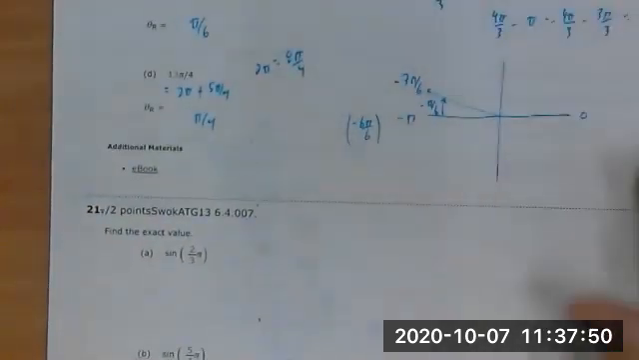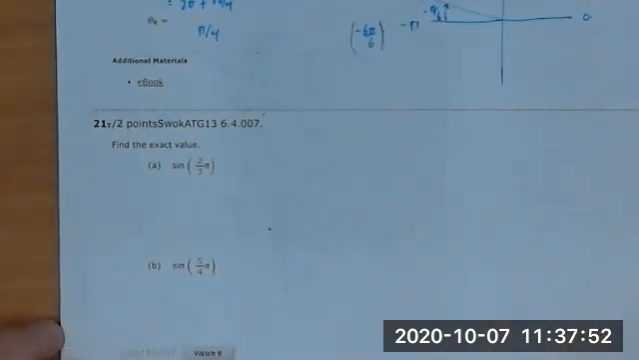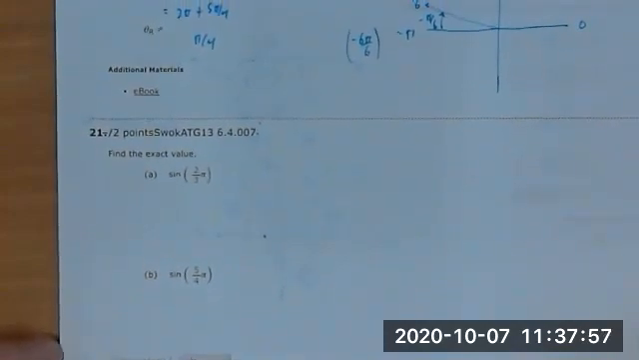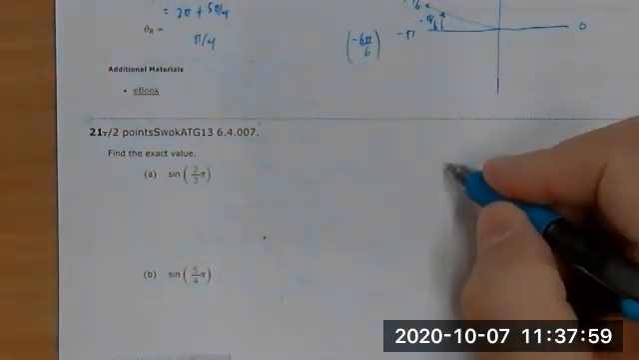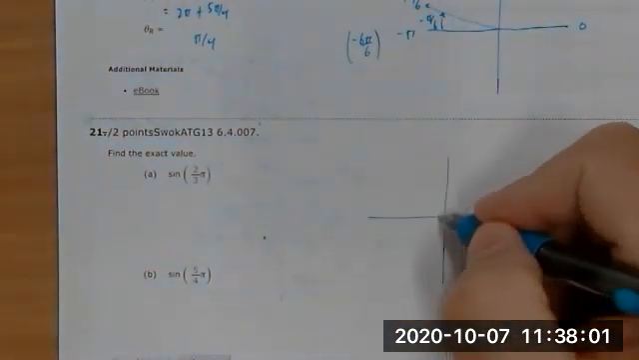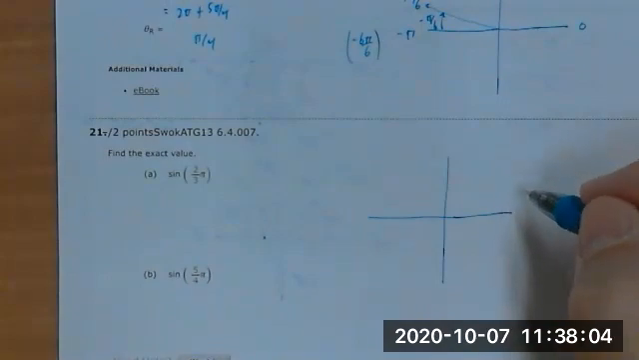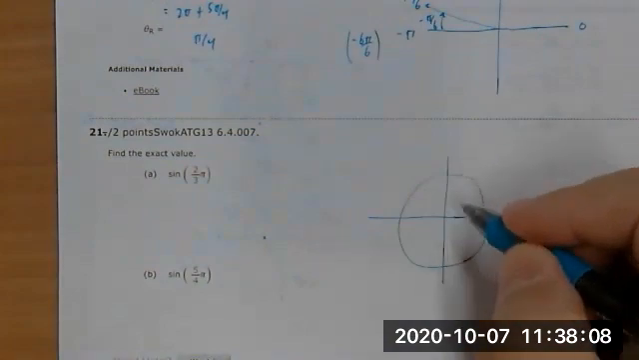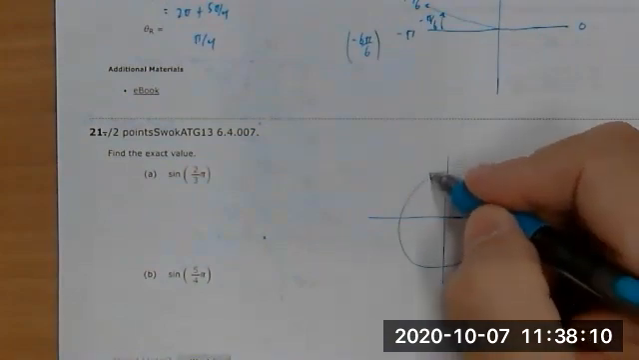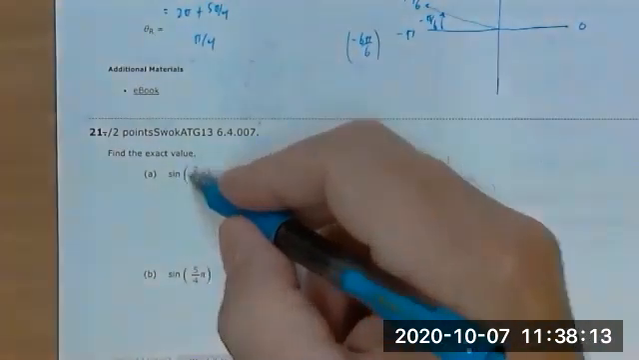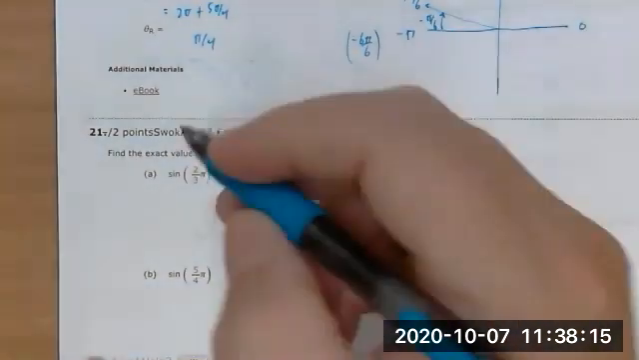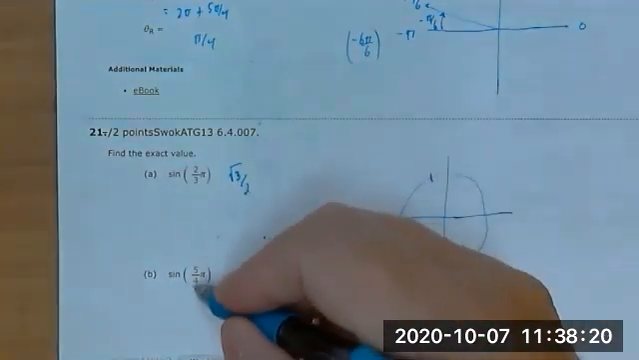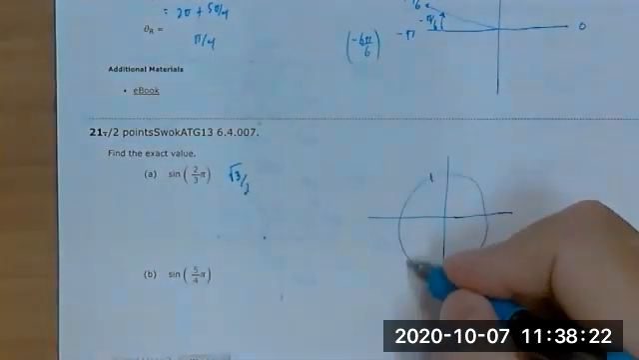What is the exact value? You know what these are? This is just knowing your unit circle. I pretty much got it memorized. Whether you're allowed to have the unit circle on your test or not, the whole key is, 2 pi over 3 is right here. Since I know the sine, I'm looking for the value of y. I know it's square root of 3 over 2.